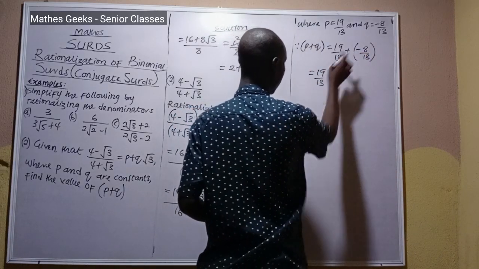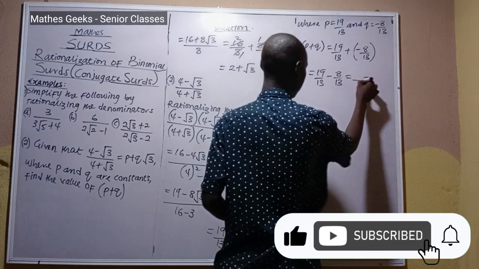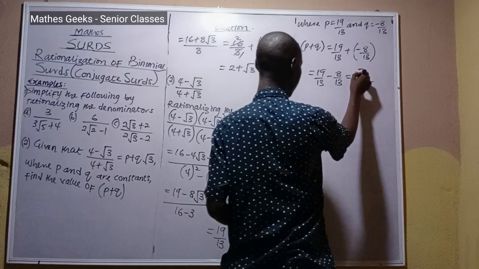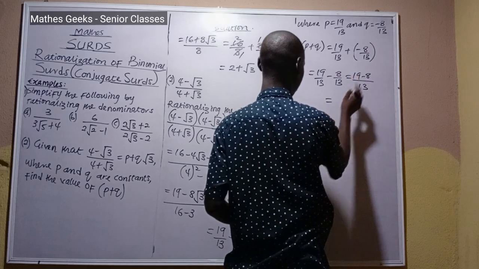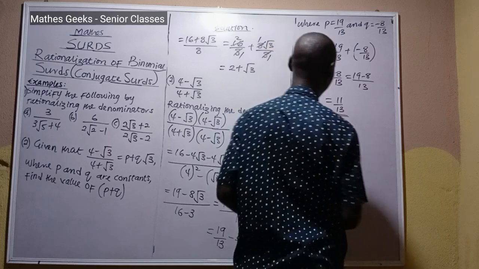19 over 13, plus times minus is minus 8 over 13. LCM is 13. 19 minus 8 is 11 over 13. My answer.